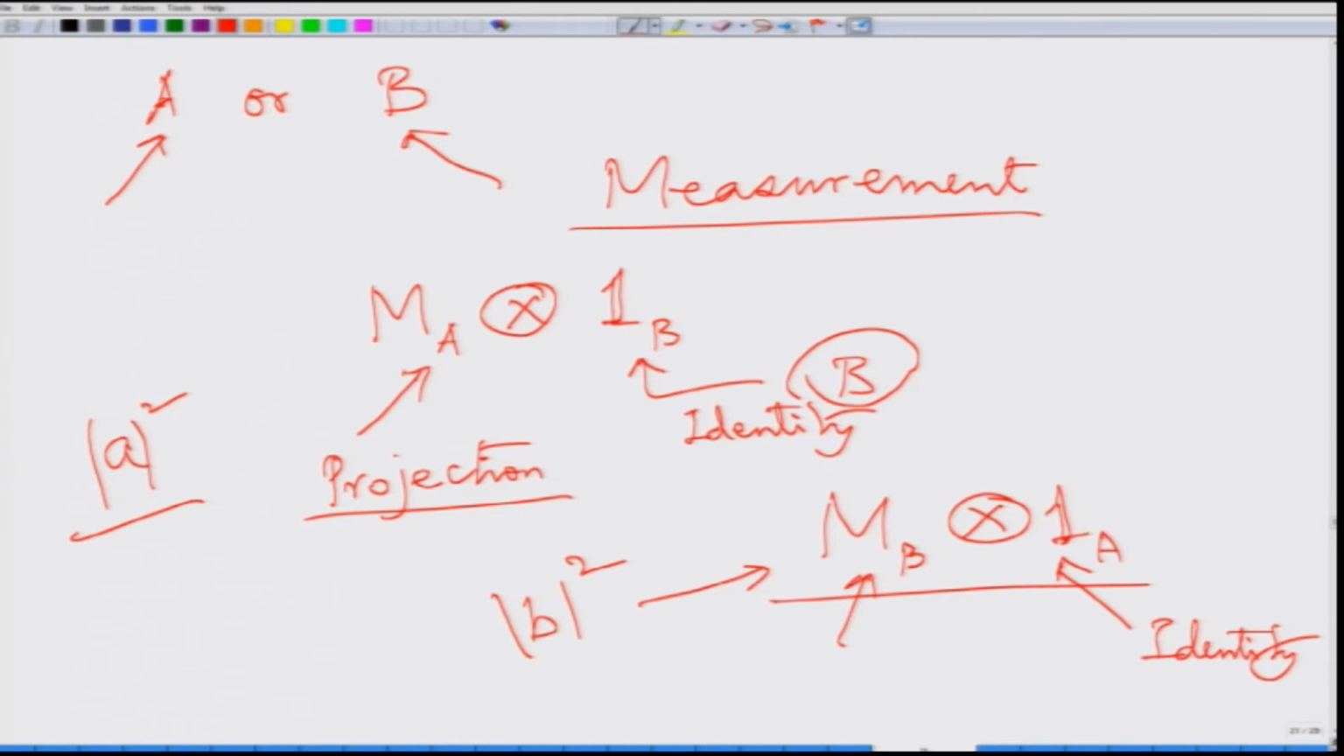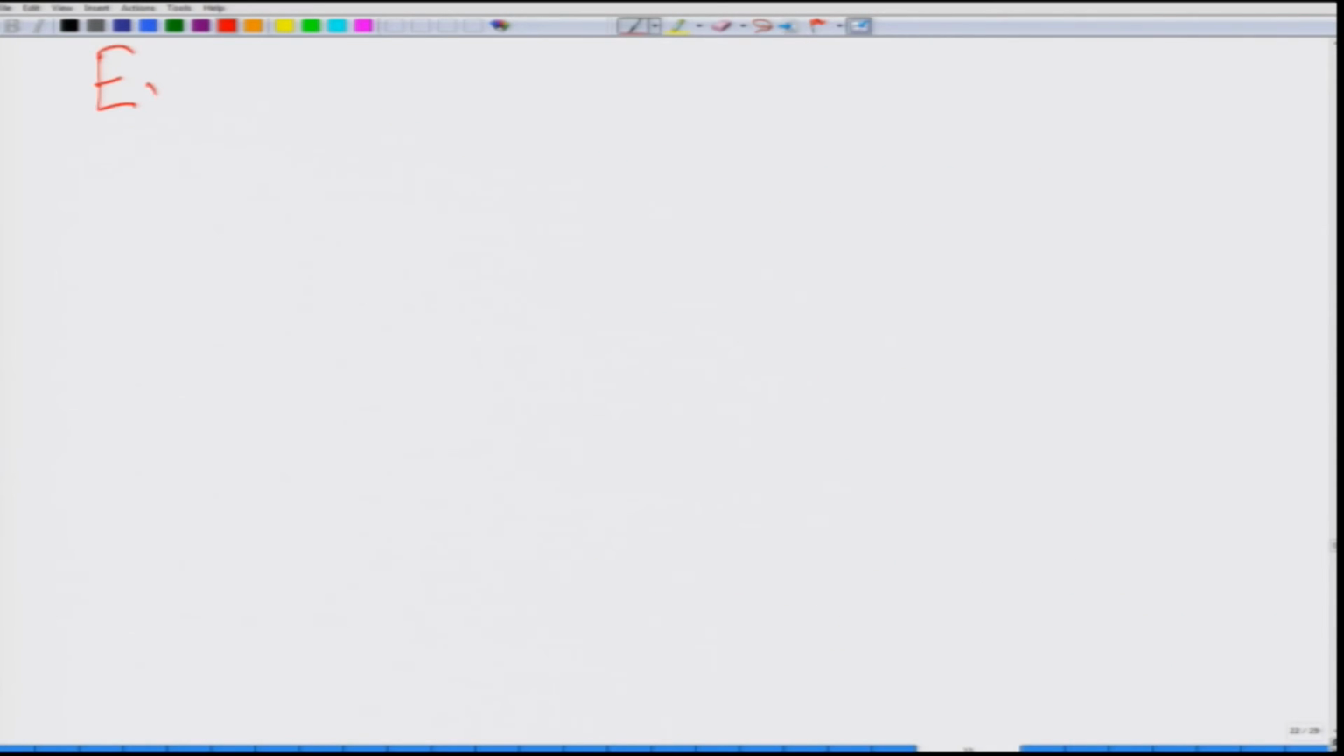Okay. So, we will actually do a couple of practical cases now. Let us see what is the actual effect of this. So, ultimately we are looking at the expectation value.